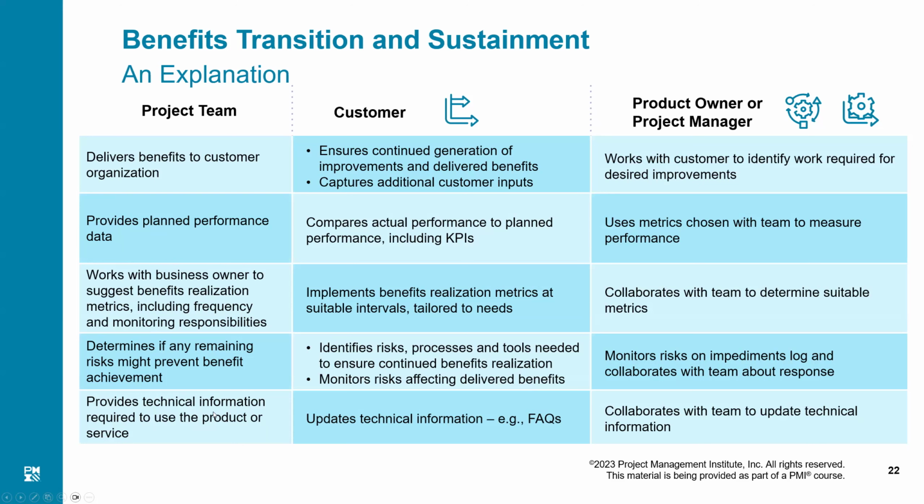The project team provides technical information required to use the product or service. The customer updates the technical information, and the product owner and manager collaborate with the team to update technical information. So it is just a little difference between these two roles. Most of the responsibilities which were otherwise with the customer in a predictive approach are here, in agile and hybrid, mostly with the product owner or project manager. The rest of the responsibilities of the team remain the same.